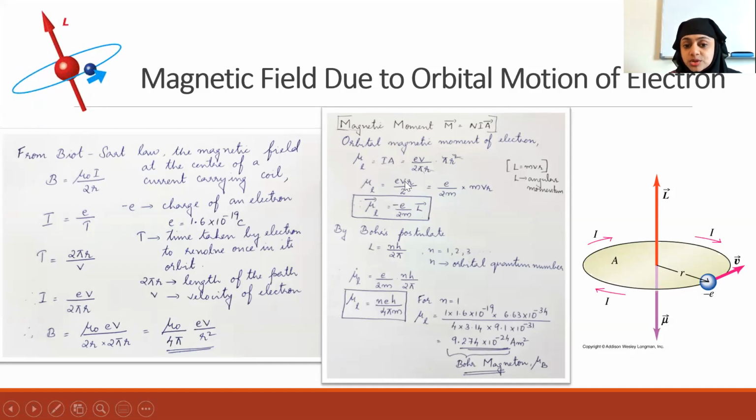Is this clear to you, this part? The relation between orbital magnetic moment and angular momentum. Yes, teacher, clear.